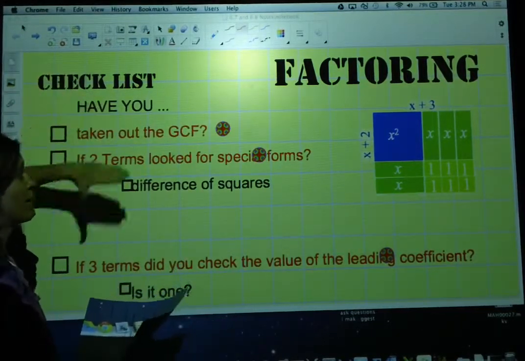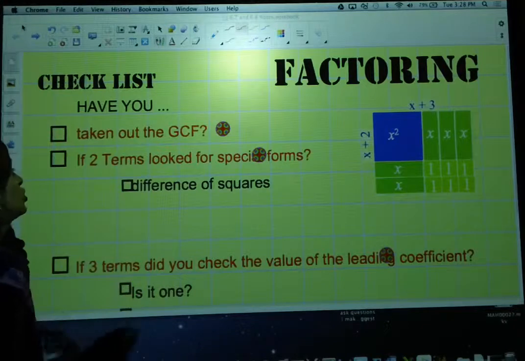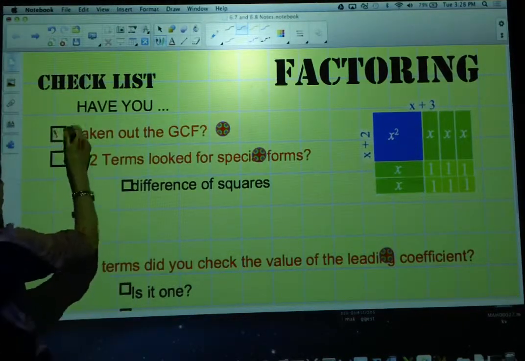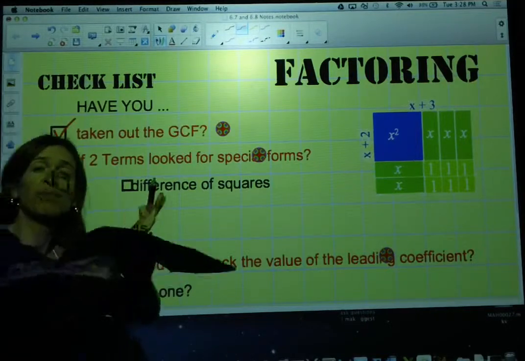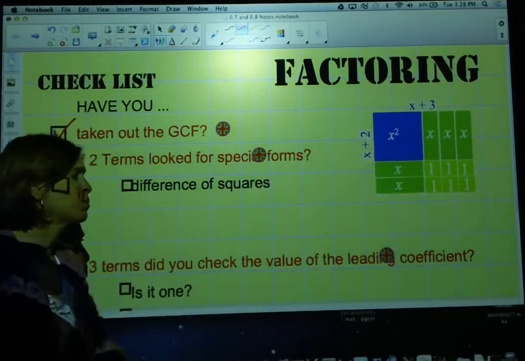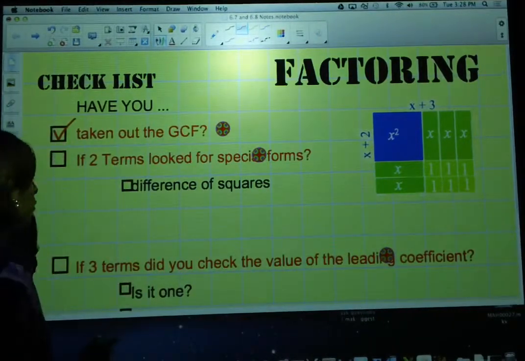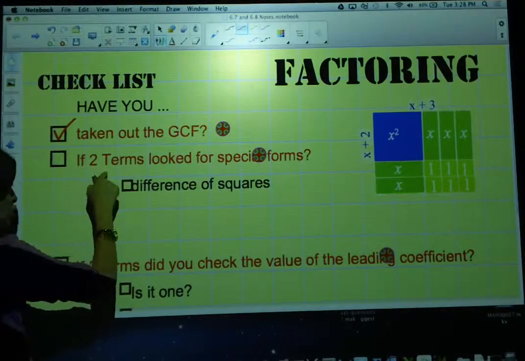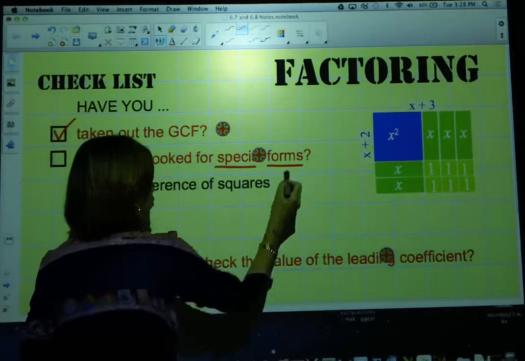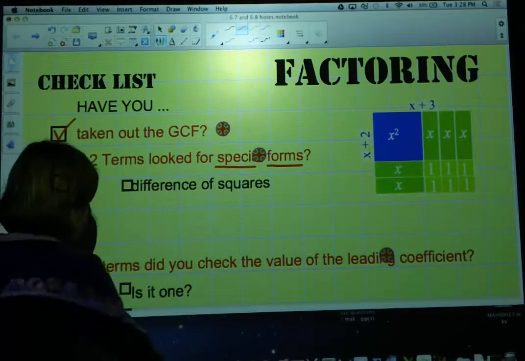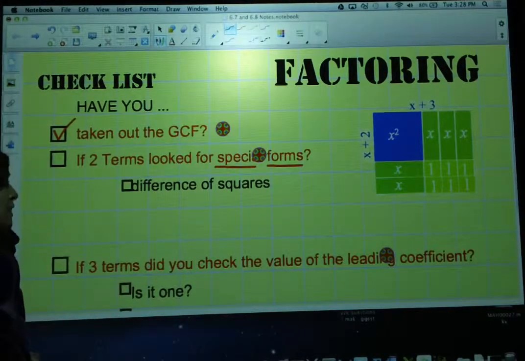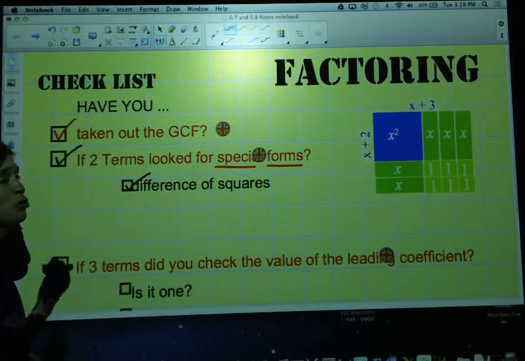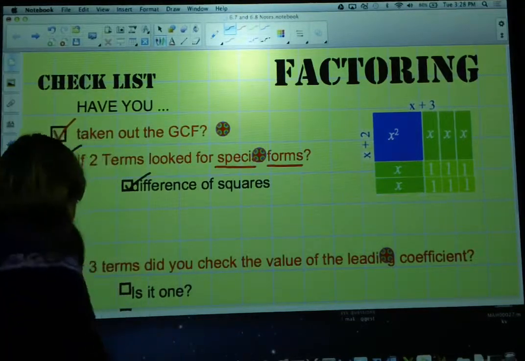I want you guys all to have a checklist for factoring. So I always, number one, ask myself, have I taken out the GCF? That should be the first step. We've been talking about it. At this point, you've got to do it. Then I look at it and I say, if it's two terms, have I looked for special forms? Why? Because if it's two terms, it could be the difference of squares. So you always want to consider that.